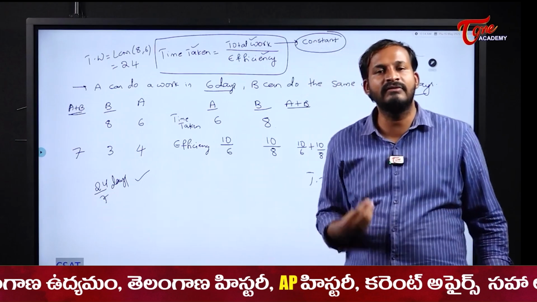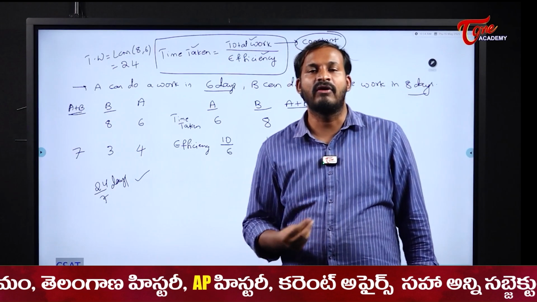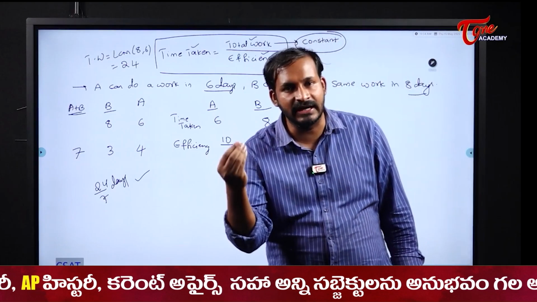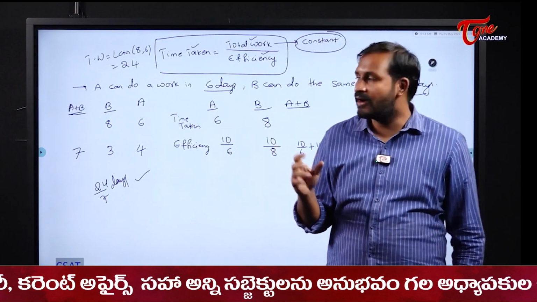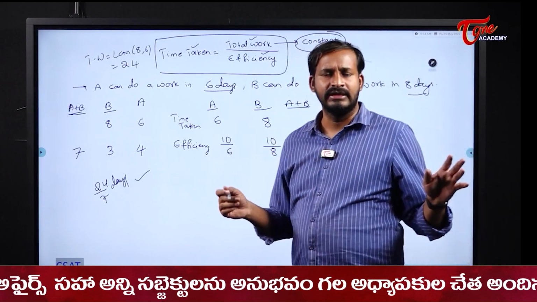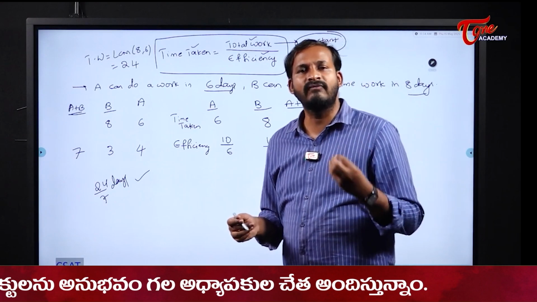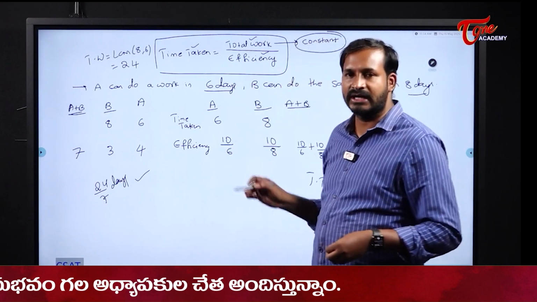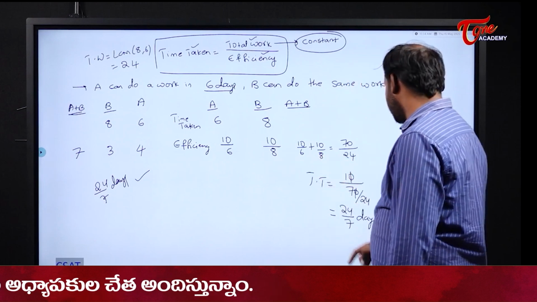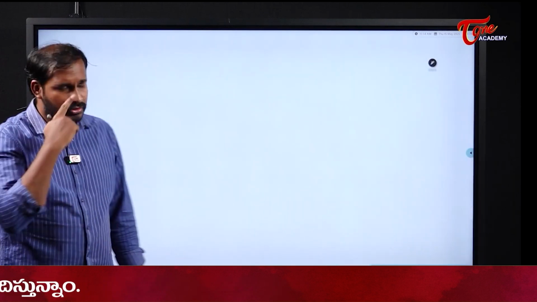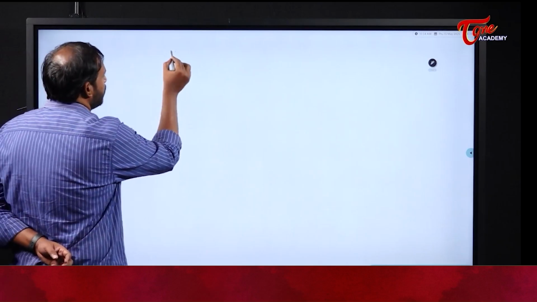But for our calculation easiness, we will take the total work as the LCM of given times. It can be anything, whether they give you combined time or individual time, whatever it may be. But we will take the total work as the LCM of given times. Okay, students, understood? So now, the formulas.